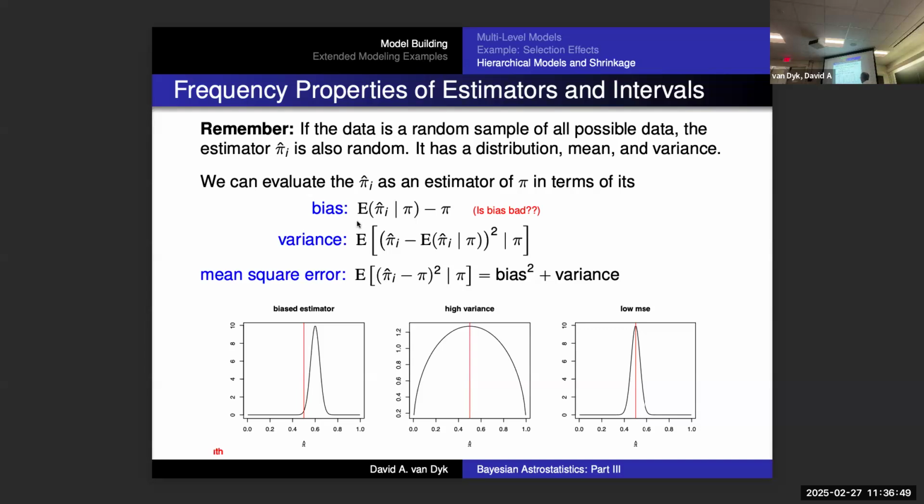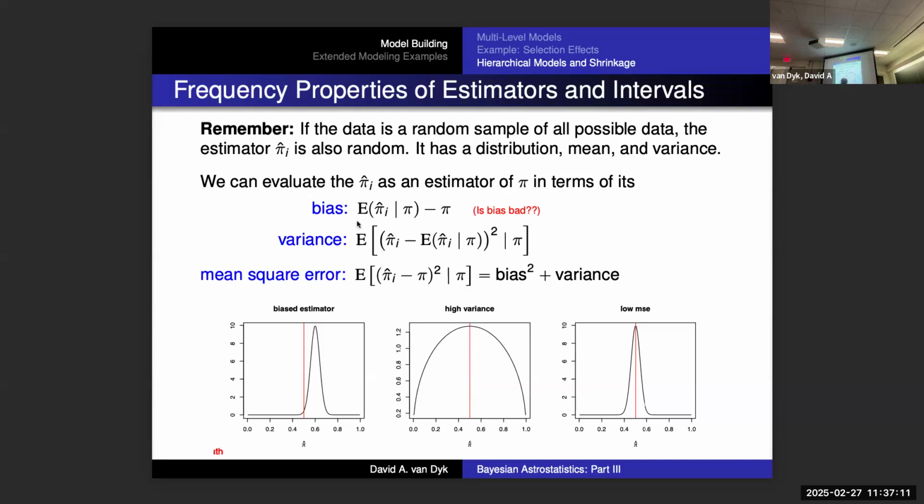So if you have just the word bias, it's bad. Nobody likes biased estimators. Nobody likes biased people. Nobody likes biased anything. Bias is bad. But the word bias is kind of what it is. We want to be a little careful in a statistical context. That bias is not always a bad thing.